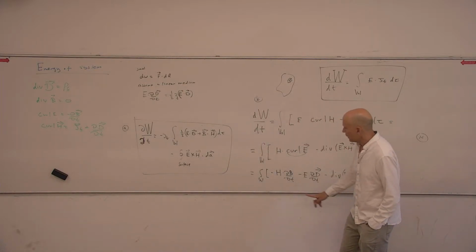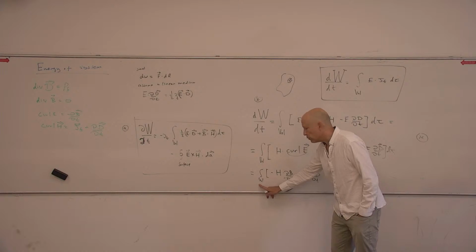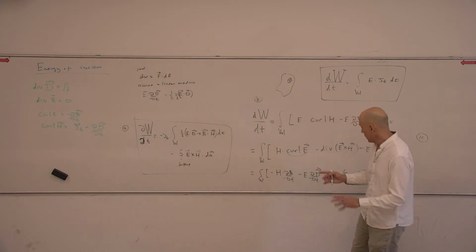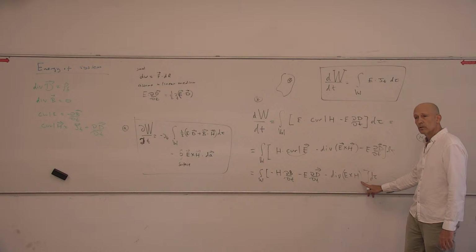So look what you have here. I mentioned it briefly. You have the integral over the volume of the material, div E cross H, over d tau, over the whole volume.